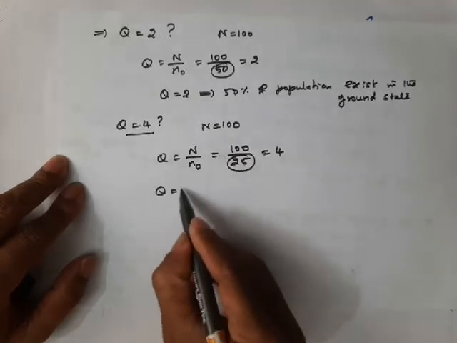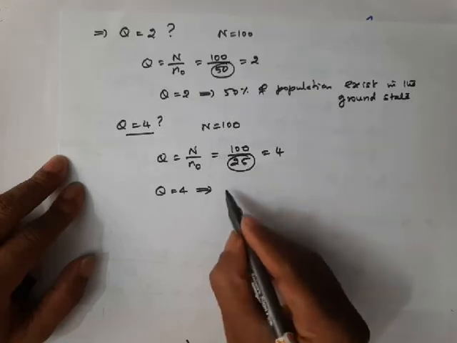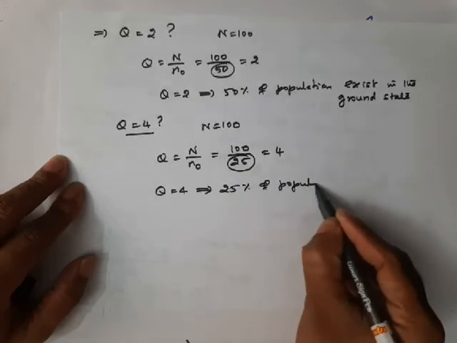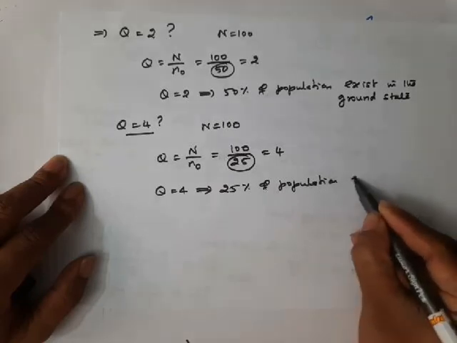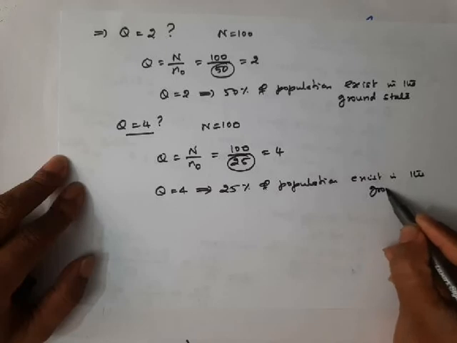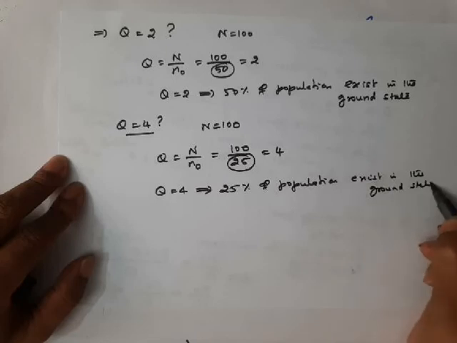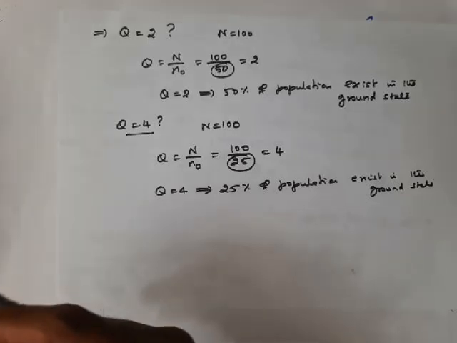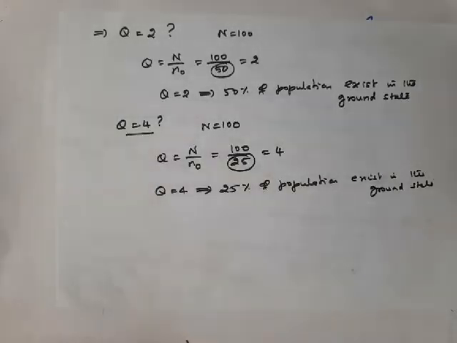So Q equal to 4 implies that 25% of the population exists in the ground state. What about the remaining 75%? The remaining 75% of the population is distributed in the excited levels. So that's the point you should keep in mind. That's the meaning of the partition function.